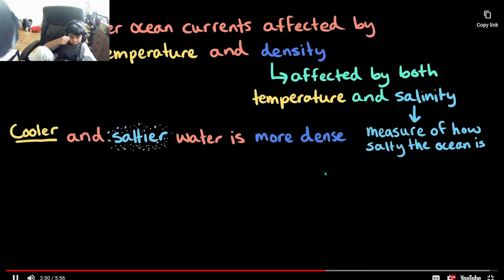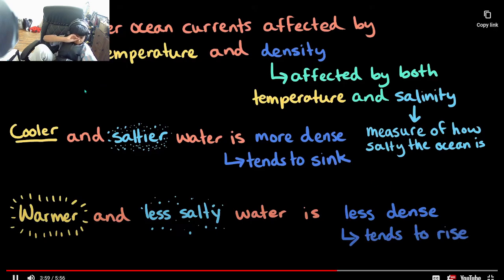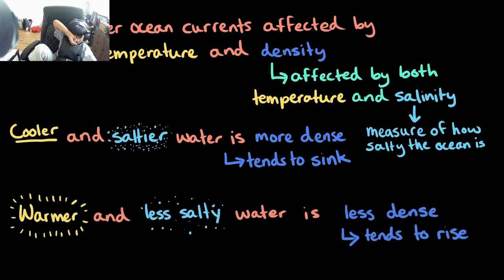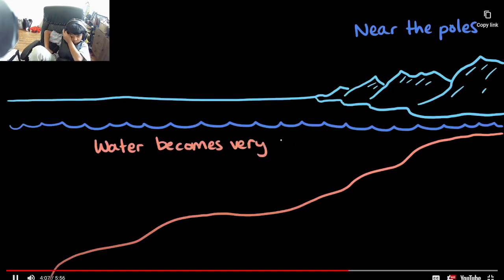Cooler and saltier water is more dense, so it tends to sink, just like cool air, whereas warmer and less salty water is less dense and tends to rise, just like warm air. So, with these deeper ocean currents, water actually moves vertically, or up and down. For example, water near the poles gets very cold.